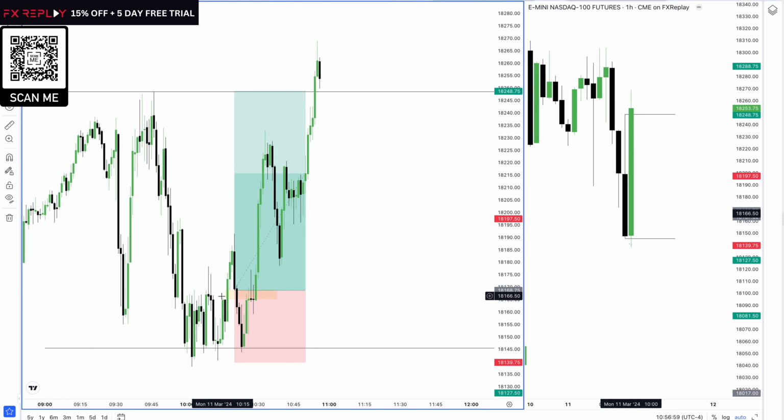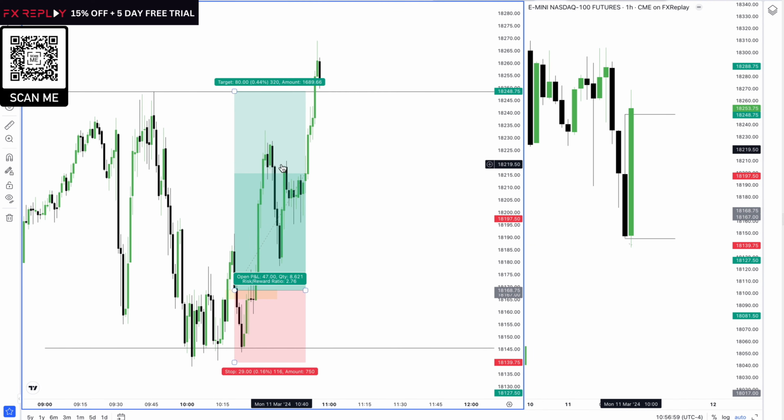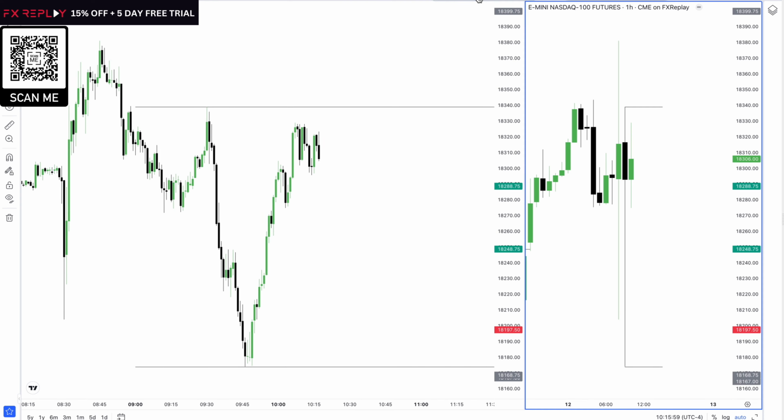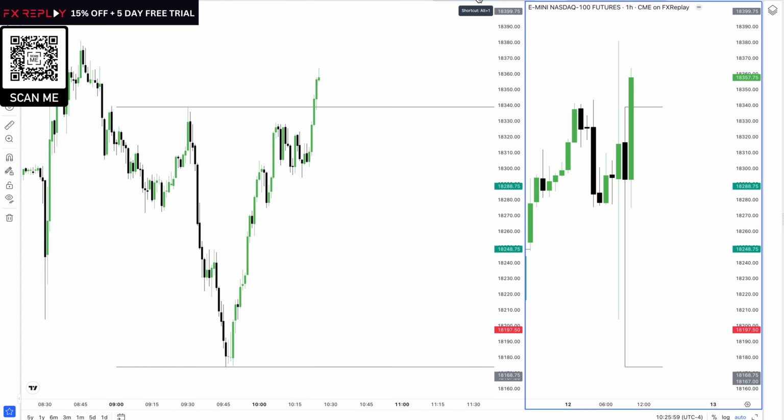Here you see price trade through this fair value gap, tap the 9 a.m. low one more time, and then take TP. Go to the next day. Waiting for one of the two to be swept. The high gets swept, so we're looking for shorts.